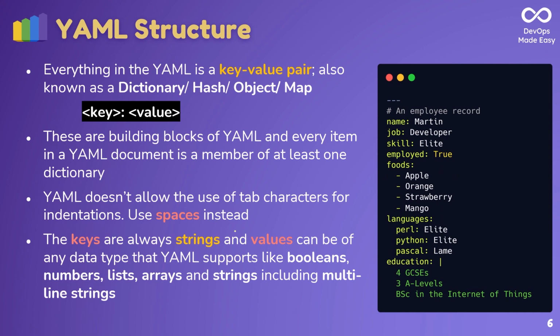And the keys are always strings. The yellow ones marked here are the keys. So the keys are always strings, and values can be anything: a boolean, a string, a list, or a whole multi-line string. It can be anything. We'll see them one by one with examples.